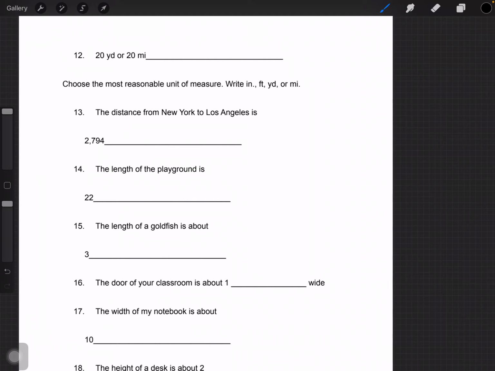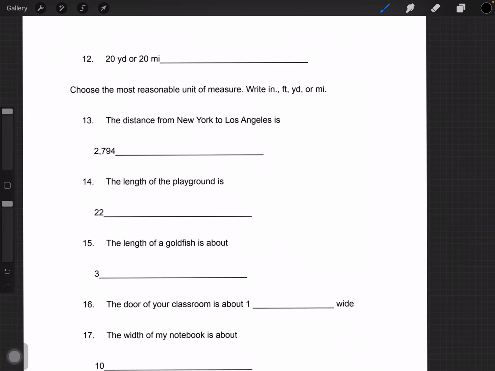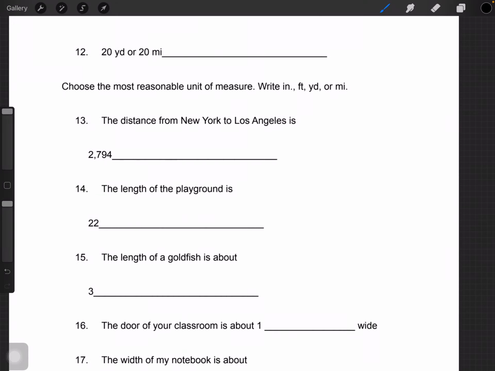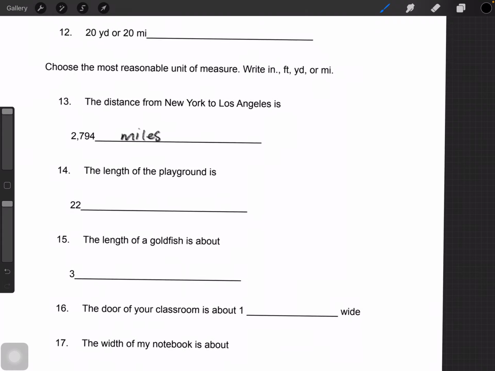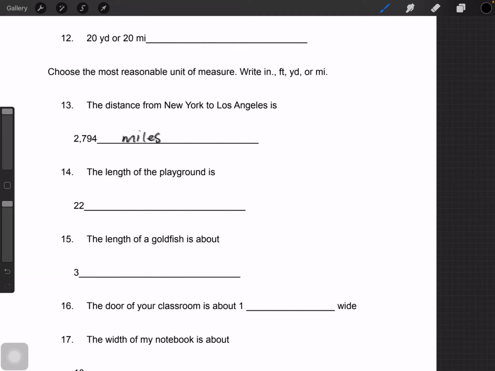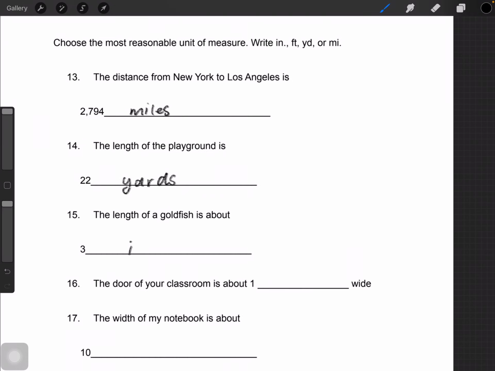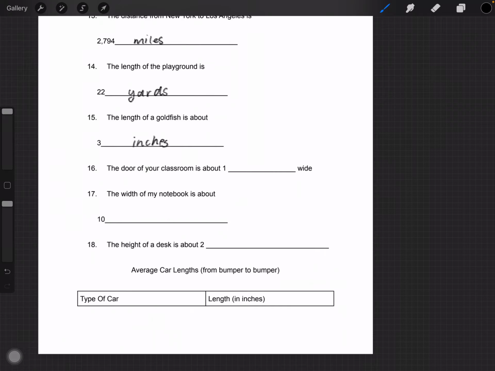Choose the most reasonable unit of measure, write inches, feet, yard, or mile. The distance from New York to Los Angeles is really, really long. So I think miles would be appropriate. Number 14, the length of a playground is, well, I've never seen a playground that is huge, so I think yards would suit it. The length of a goldfish is about, well, goldfish are pretty small, so I think inches would work. And I will leave the rest to you.